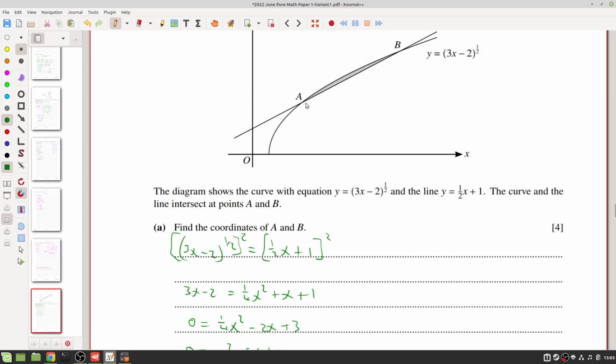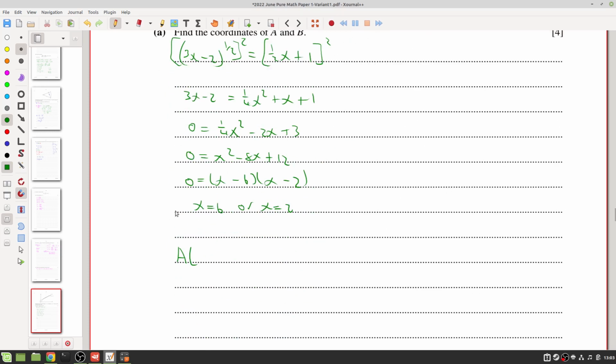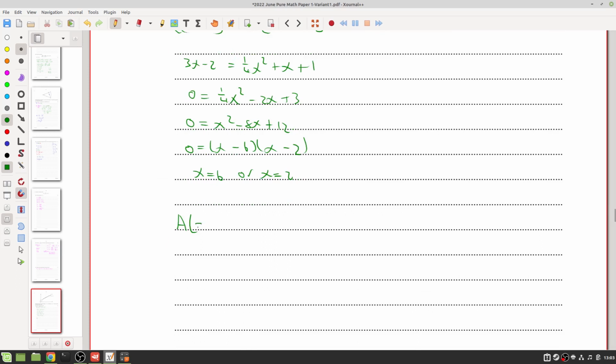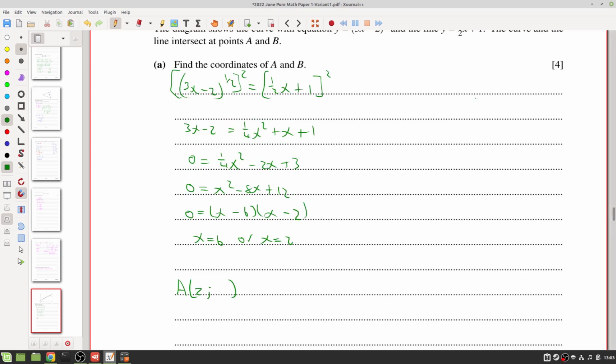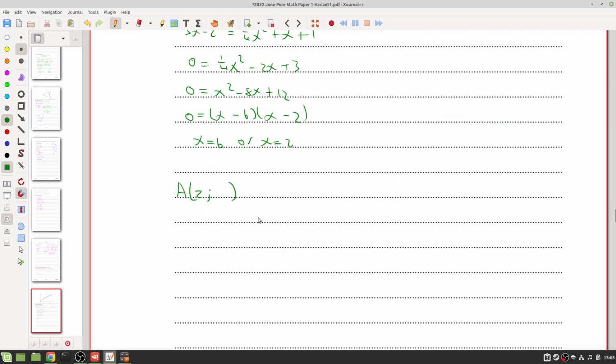Okay, so those are the x coordinates. For the coordinate A, we know that's going to be the smallest x value, so that's 2 for x. To find the y value, we can substitute that into any of the equations. I'm going to use the straight line. So y equals a half times 2 plus 1. A half times 2 is 1, 1 plus 1 is 2. So A has the coordinates 2, 2.